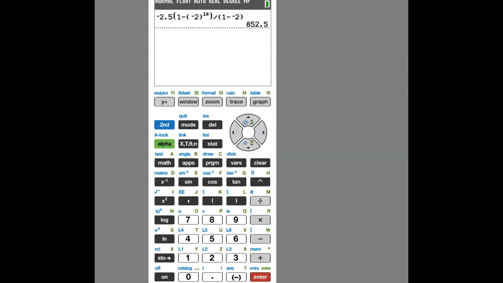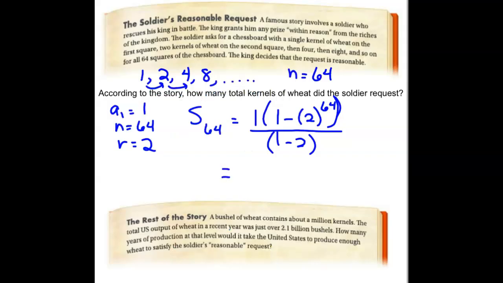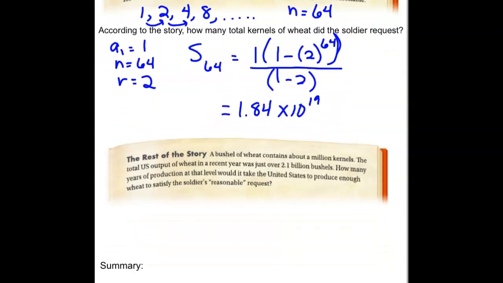The first one we don't really even need to type in because multiplying by 1 doesn't do anything. 1 minus 2 to the 64th power divided by 1 minus 2. So we end up with a very, very large number. This e to the 19 here at the end means our decimal is really 19 spaces to the right. So we end up with 1.84 times 10 to the 19th power. That's a lot of kernels of wheat.